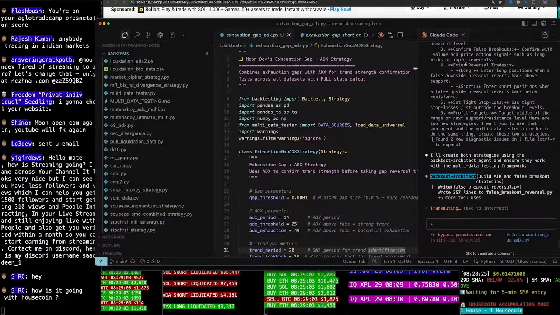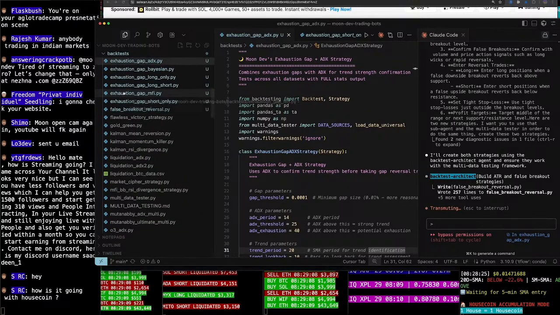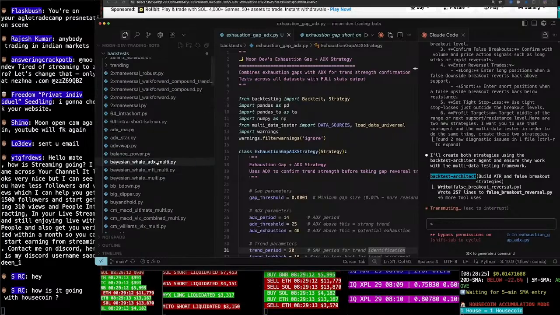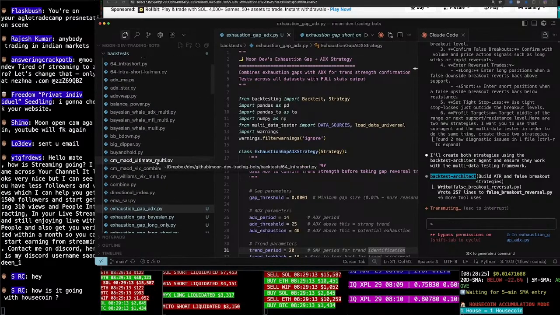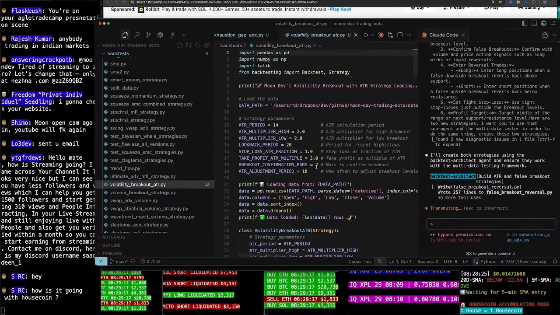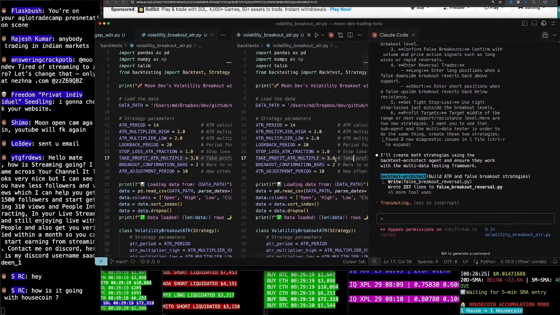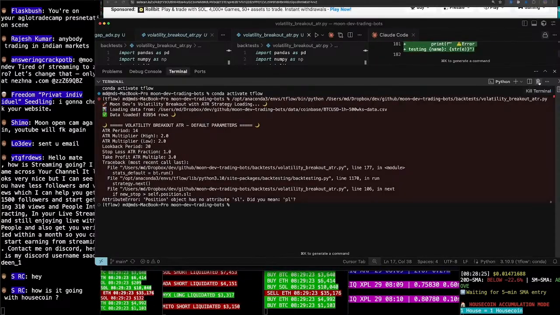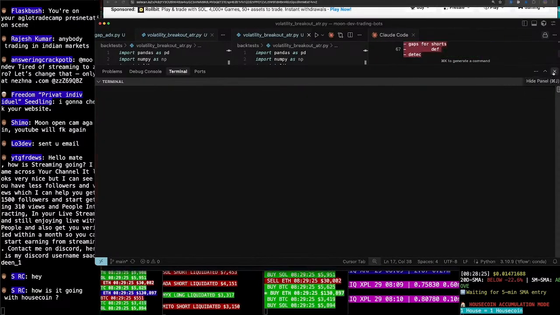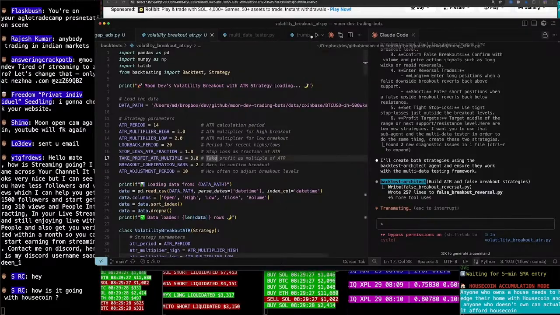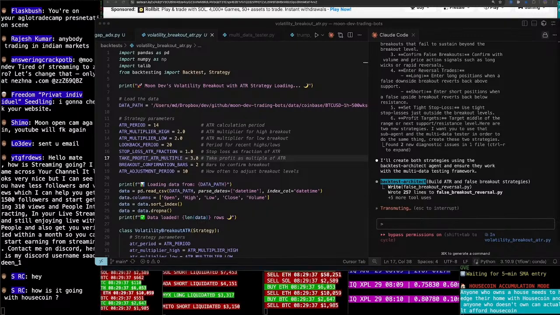So now it's going ahead and building the other one, false breakout. So it looks like it might be done with the first one. Here it is, volatility breakout. We do have an error in the volatility breakout.